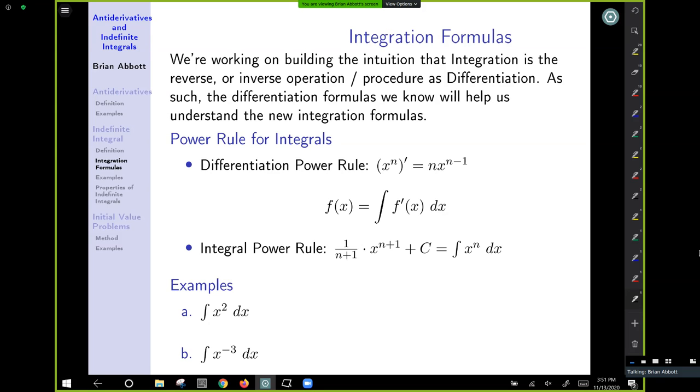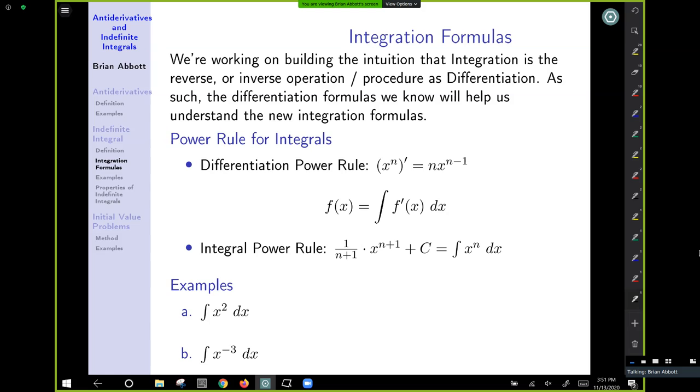Again, we're working on building an intuition that integration is the reverse or inverse operation. Thinking of differentiation as an operation on a function, we're doing the reverse operation on the derivative and finding the original function. So it's kind of undoing, or the reverse of, differentiation. As such, all of the differentiation formulas we know will help us to understand a bunch of new integration formulas. Again, we're not memorizing formulas here. We're thinking about the relationship to what we already know.